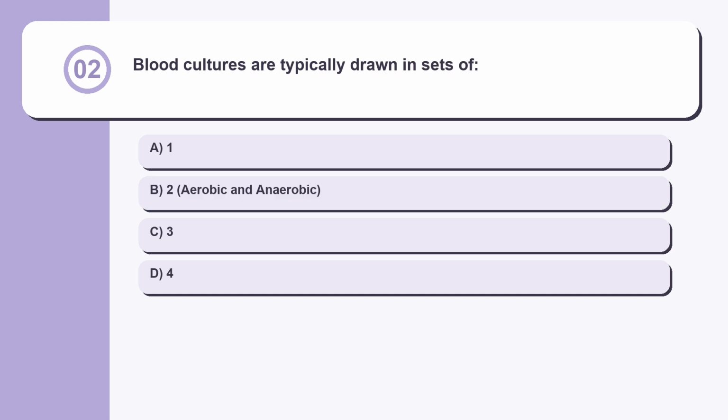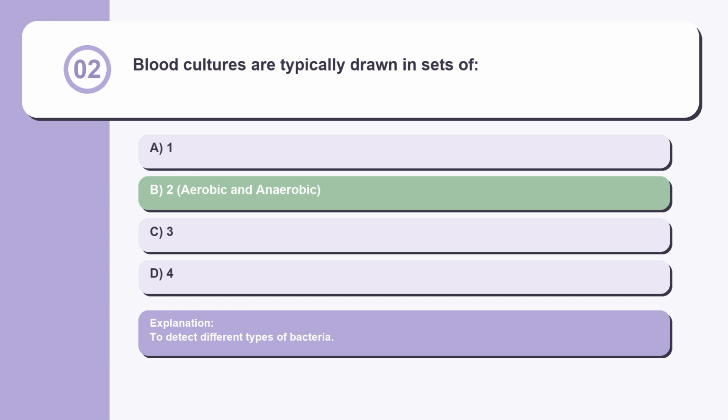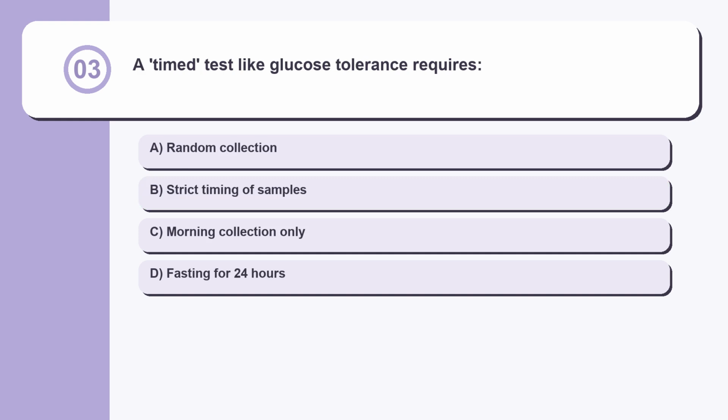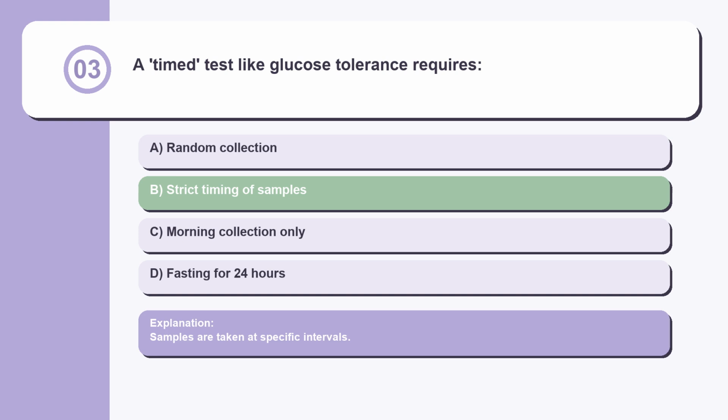Question 2. Blood cultures are typically drawn in sets of 1, 2 (aerobic and anaerobic), 3, 4. To detect different types of bacteria. Question 3. A timed test like glucose tolerance requires random collection, strict timing of samples, morning collection only, fasting for 24 hours. Samples are taken at specific intervals.